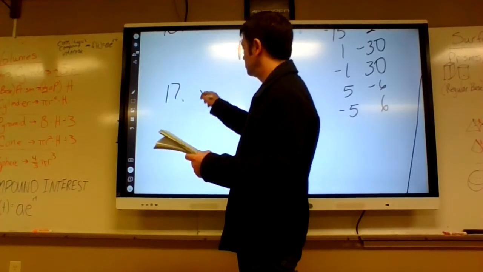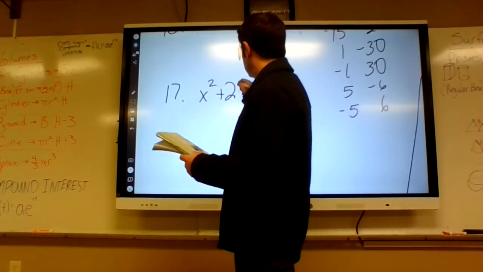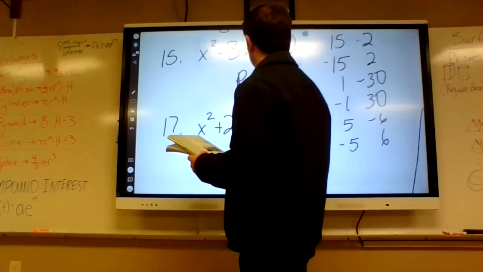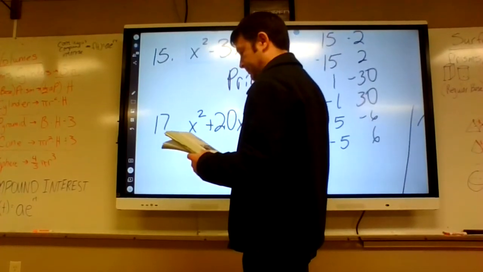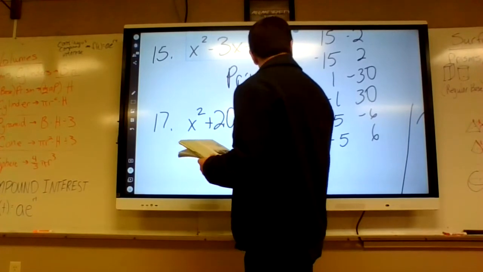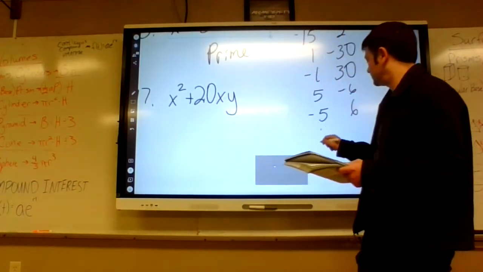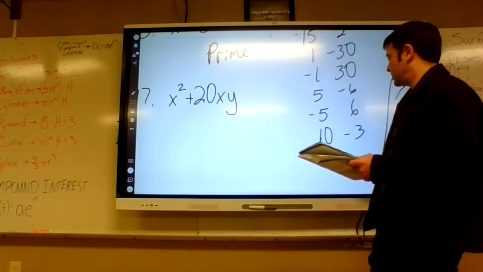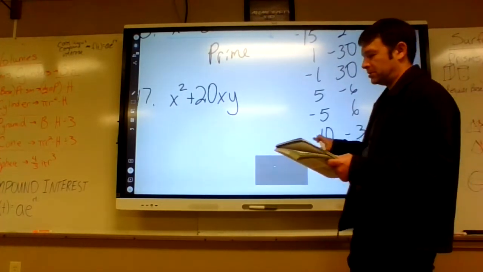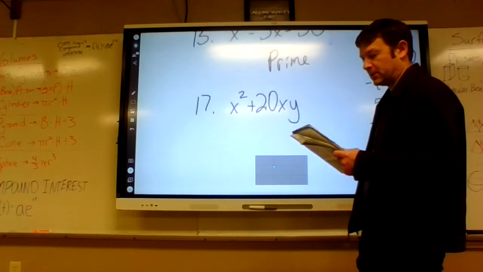Wait, 3 and 10 going up. 30? A lot of stuff goes into 30, but nothing adds up to negative 3. We didn't write down 10 and 3, did we? No. 10, negative 3, negative 10, 3. Still doesn't add up to 3.